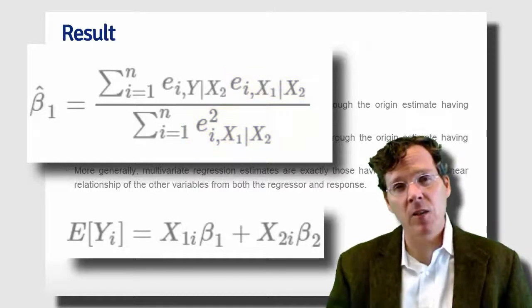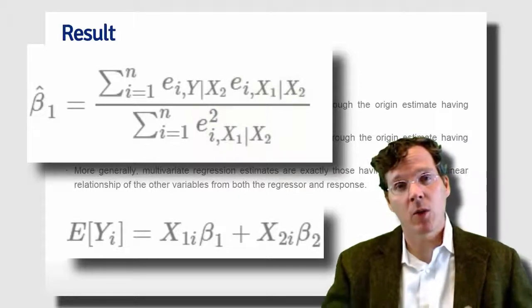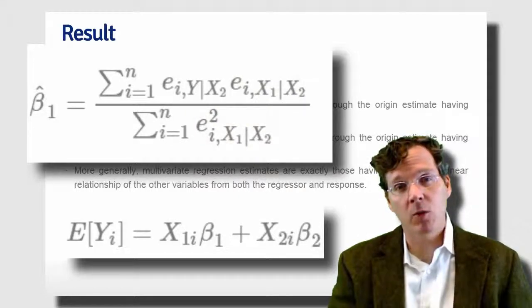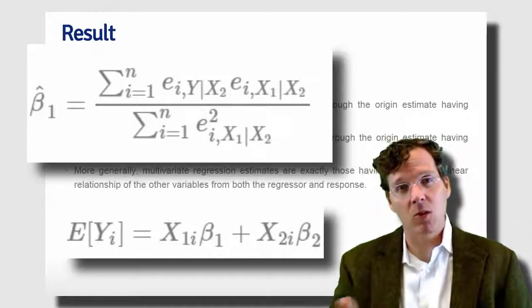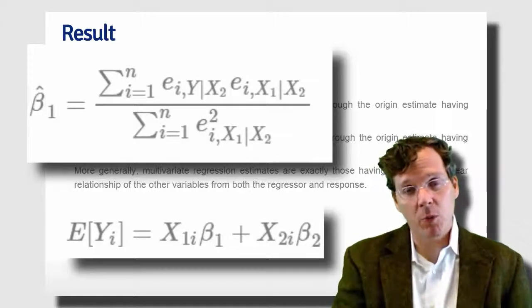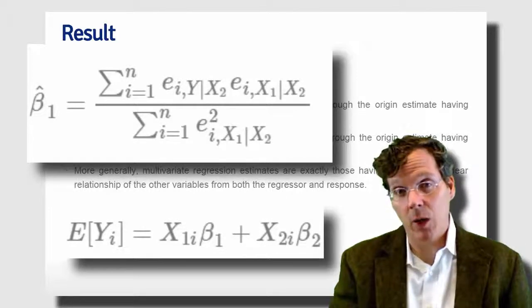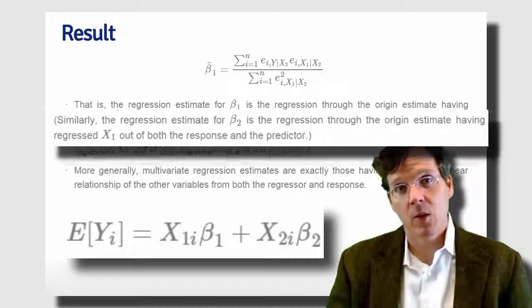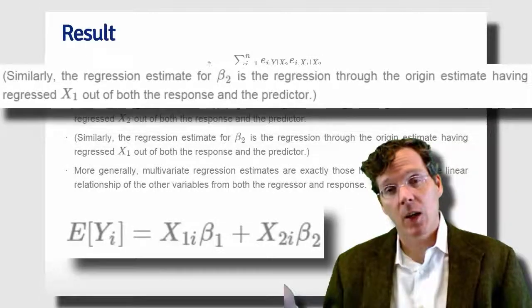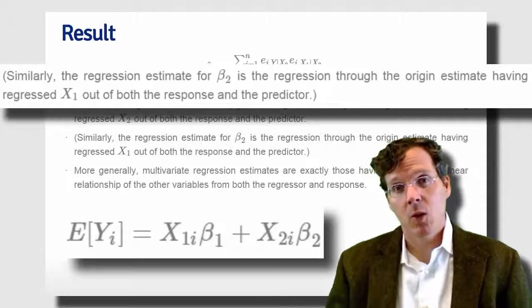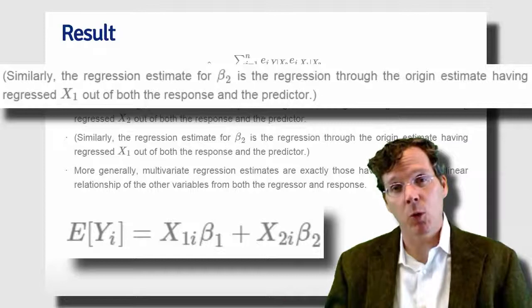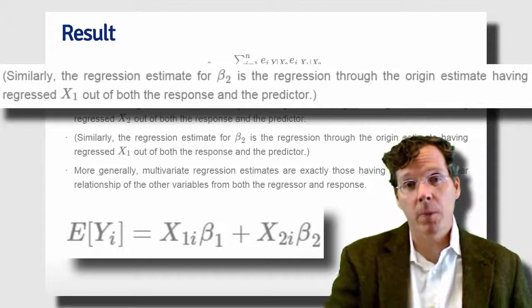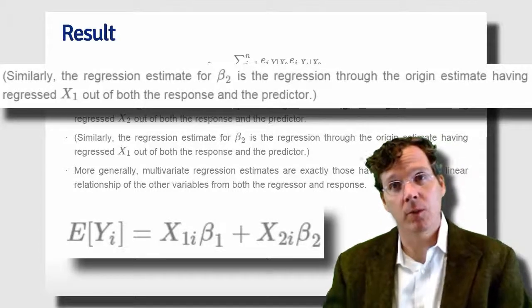So that's the sense in which, in multivariable regression, the coefficient for x1 has been adjusted for the effect of x2, because the linear effect of x2 has been removed from both the response y and the first predictor x1. Similarly, the same thing could be said about the coefficient for x2, beta 2. Once we get its estimate, beta 2 hat, it is what you would get if you were to remove the linear effect of x1 out of both the response y and the second predictor, x2.